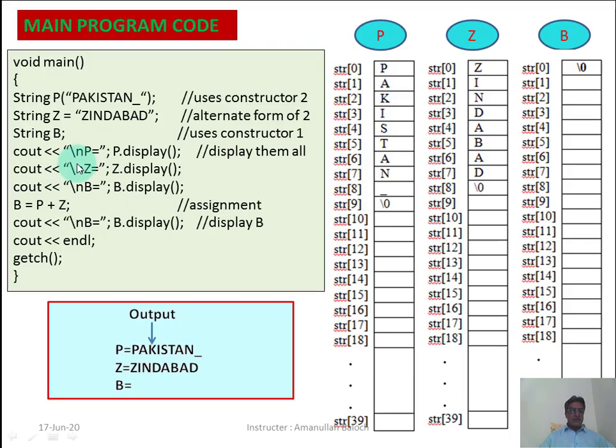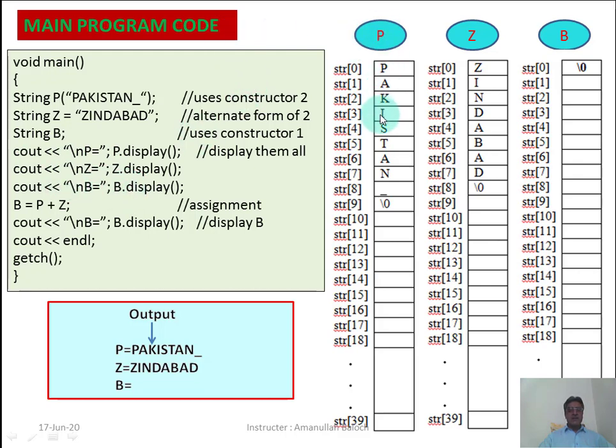While these three objects are counted, P, Z, and B are calling the display function one by one, and the display function displays the value of P first at this line of code, the value of Z at this line of code, and the value of B at this line of code.